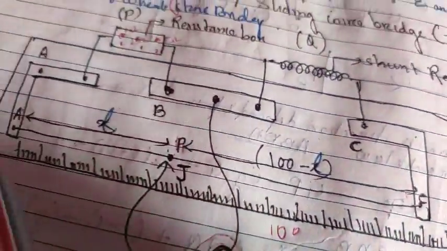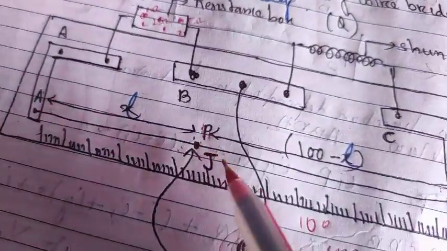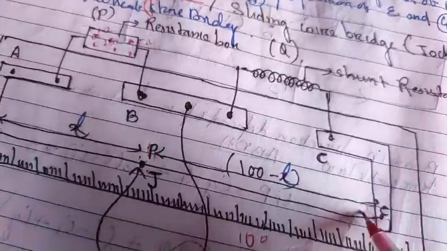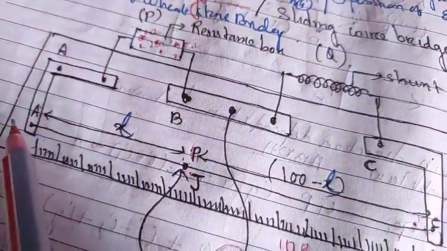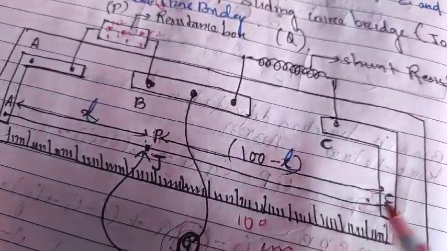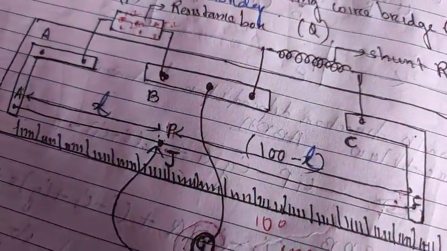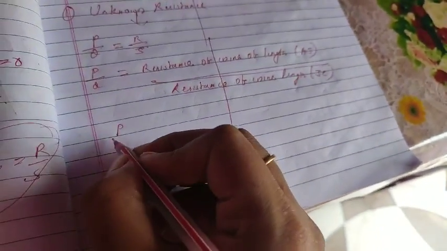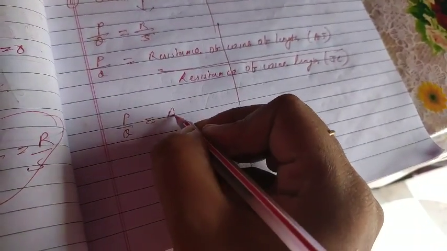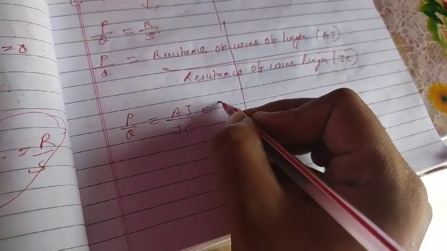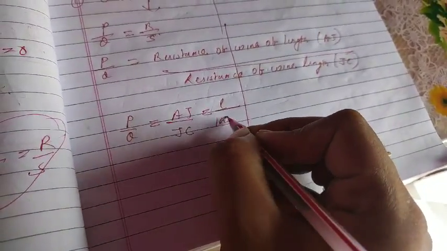Yeah, you can check it again, student. AJ with JC. Clear? AJ is L, and JC is 100 minus L. See, P by Q is equal to the length of AJ by the length of JC. What is AJ? AJ is L. What is JC? 100 minus L.